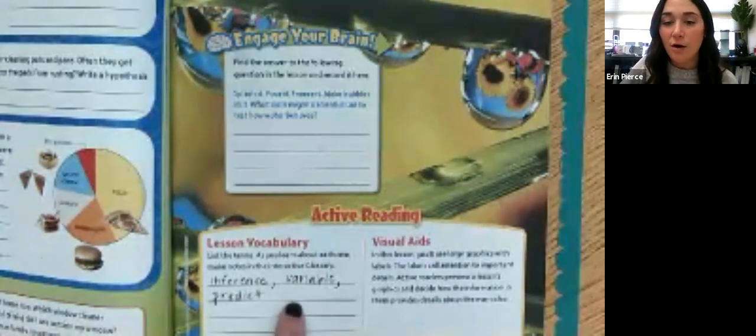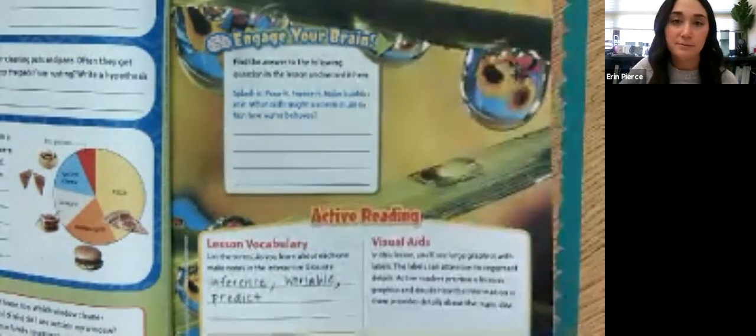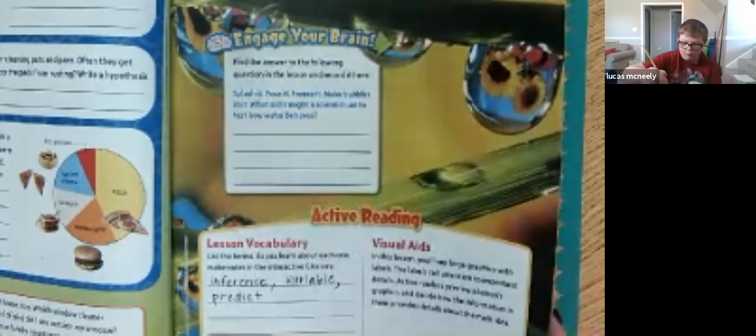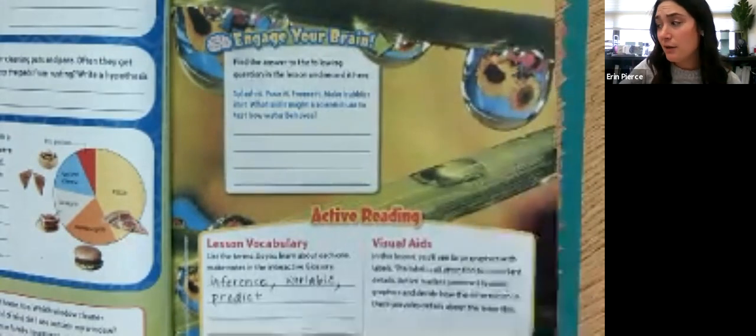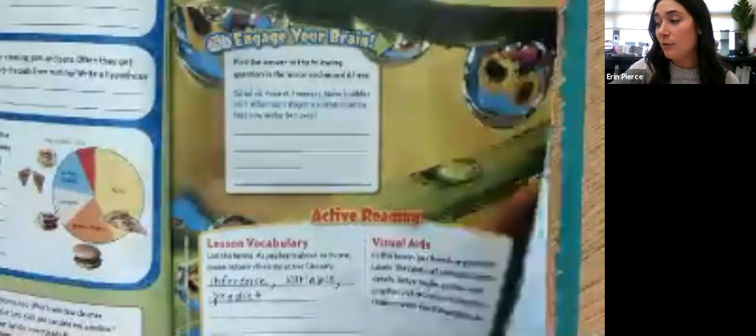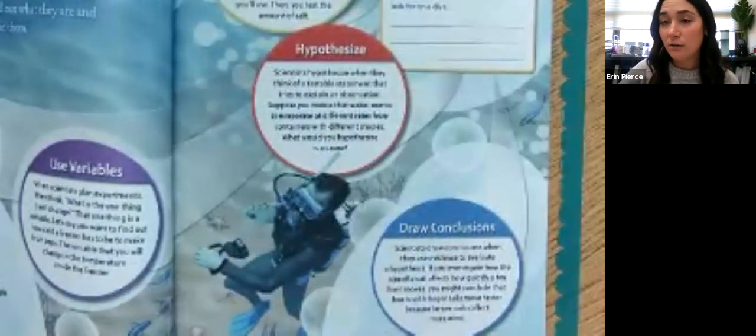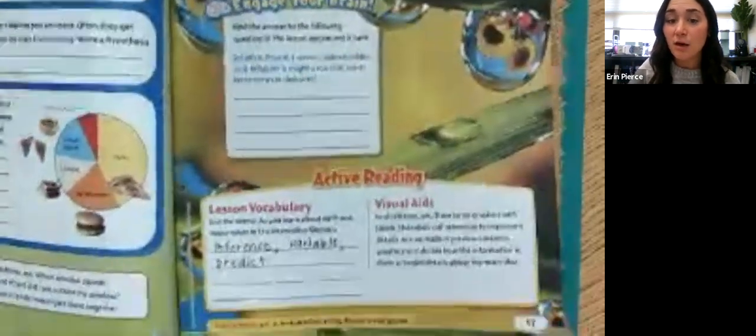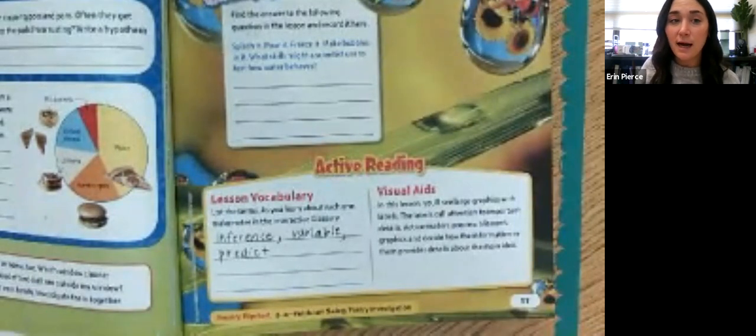Variable, V-A-R-I-A-B-L-E. Predict, P-R-E-D-I-C-T, predict. Okay. What are the words again? Variable and predict. You can flip back and forth from 20 to 17, but variable is V-A-R-I-A-B-L-E. Predict is P-R-E-D-I-C-T.